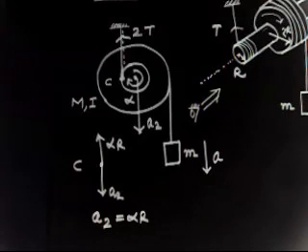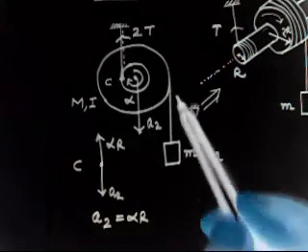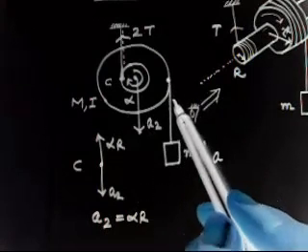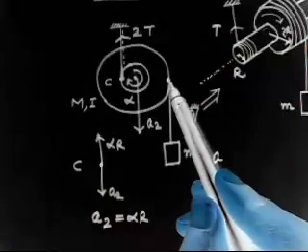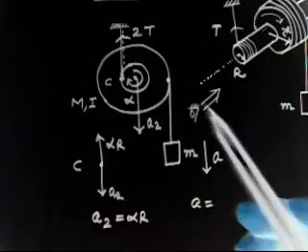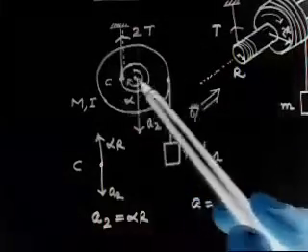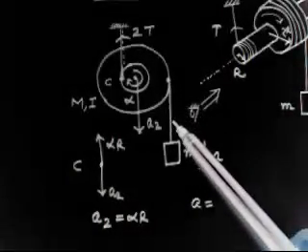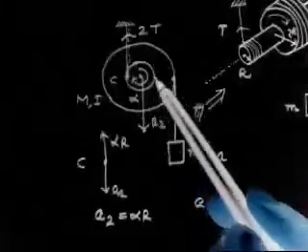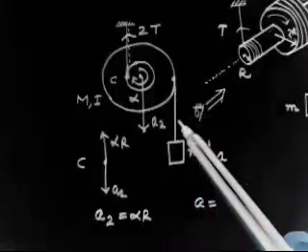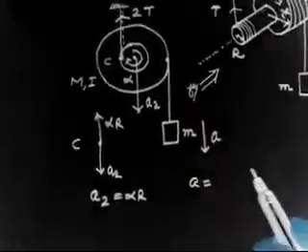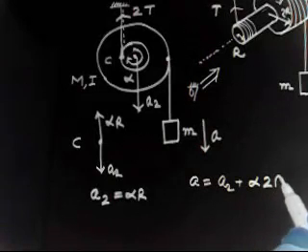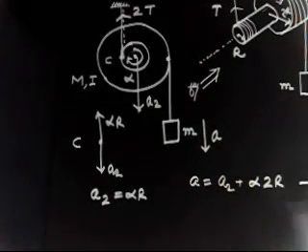Now let us try to find the relationship between A, A2 and alpha. If you see simply this mass, this point is moving with acceleration A. But the acceleration of this point can also be found using this. The cylinder is moving with acceleration A2, so this point is also moving with acceleration A2. The cylinder is also rotating with angular acceleration alpha, so this point is also going down alpha into 2R. So A is equal to A2 plus alpha into 2R. This is my equation 2.